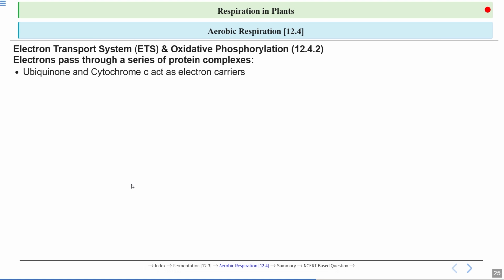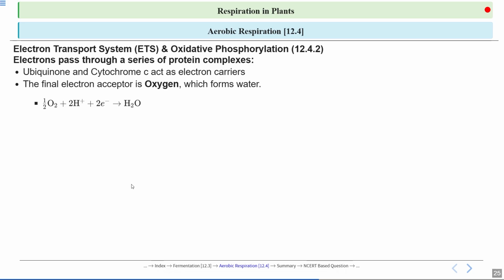Now in this chain, ubiquinone and cytochrome C act as electron carriers. They shuttle the electrons between the protein complexes. And the final electron acceptor is oxygen, which forms water. Here in the reaction you can see that when oxygen accepts electrons, it combines with hydrogen ions to form water. Without oxygen, this whole process would back up and energy production would stop.